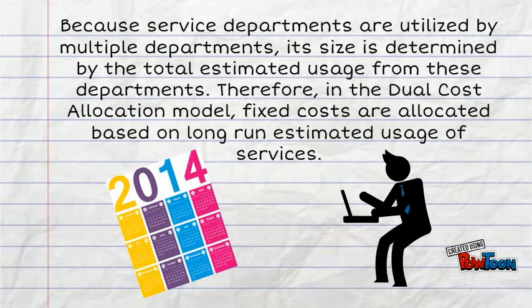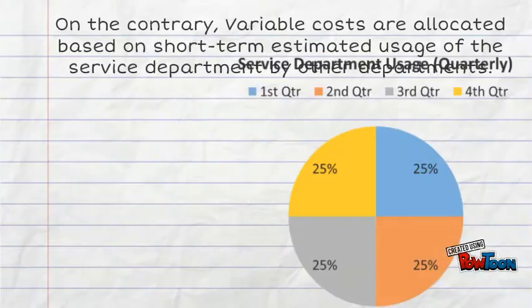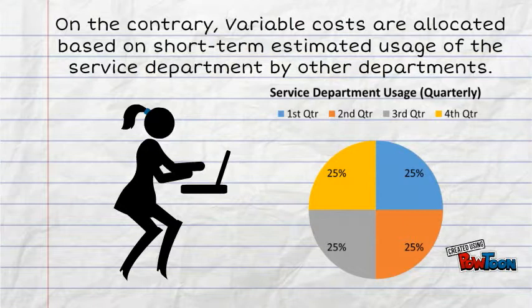Because service departments are utilized by multiple departments, its size is determined by the total estimated usage from these departments. Therefore, in the dual cost allocation model, fixed costs are allocated based on long-run estimated usage of services. On the contrary, variable costs are allocated based on short-term estimated usage of the service department by other departments. Why allocate this way?